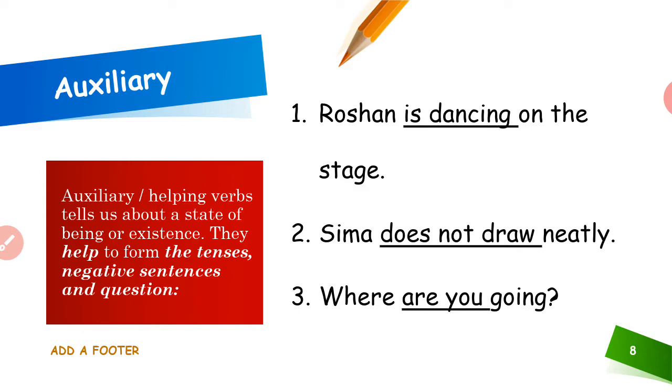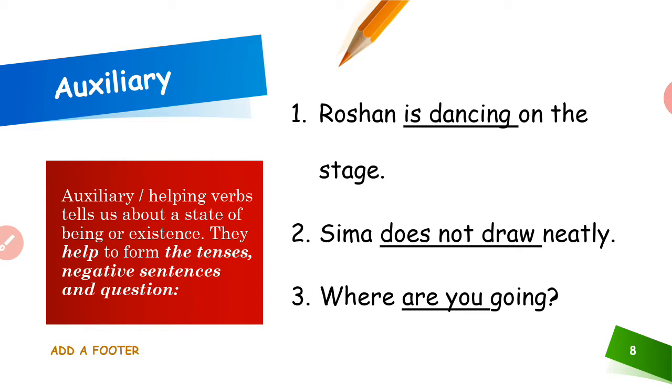Sentence number 2: Seema does not draw neatly. Does not draw. Draw is a pure action word, but does not, these are helping verbs which are supporting the action verb. Therefore, does not is an auxiliary.